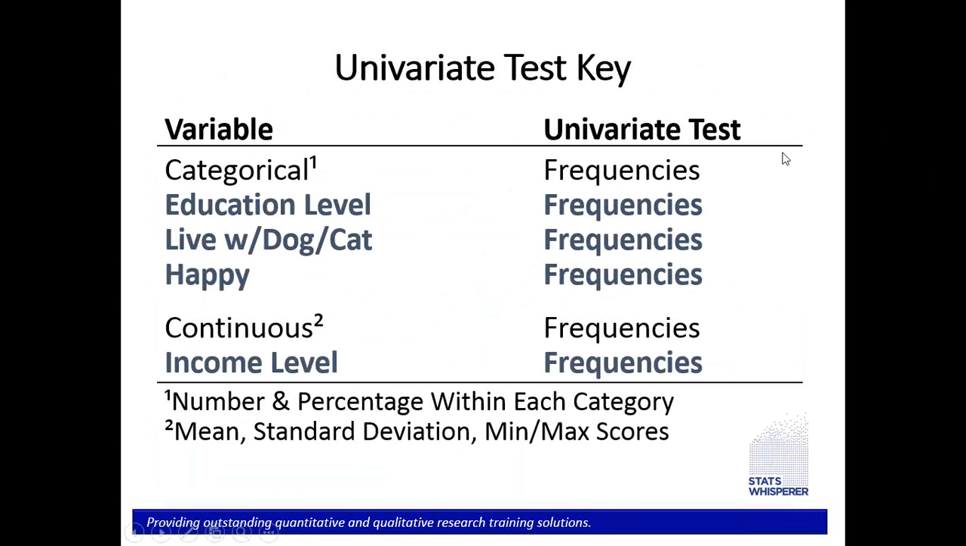Now, once we plug in our variables here, we can see there's another variable under categorical. Just like last week, sample study 1, we have education level and lives with a dog or cat. But now, under categorical, we also have happy, because it's a yes-no categorical variable. And the only continuous variable is income level.